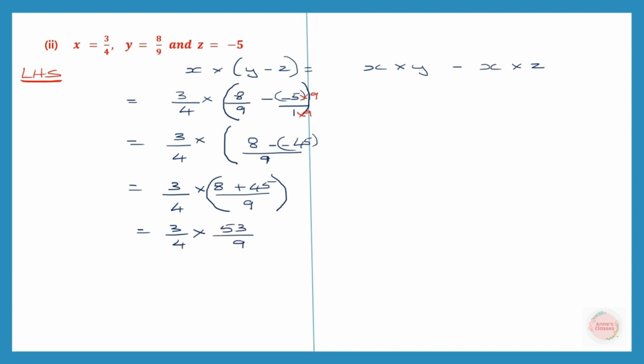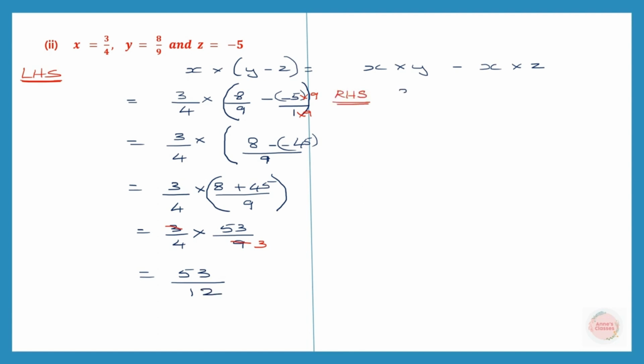Now let's cancel 3 and 9. 3 ones are 3, 3 threes are 9. So in the numerator, what do we have? We just have 53, and in the denominator we have 4 threes are 12. Now let's work the right hand side.